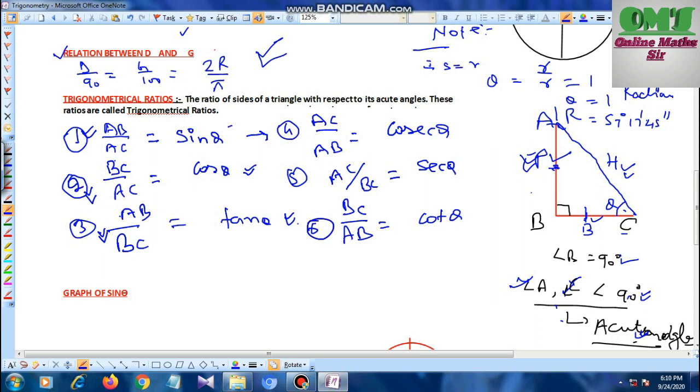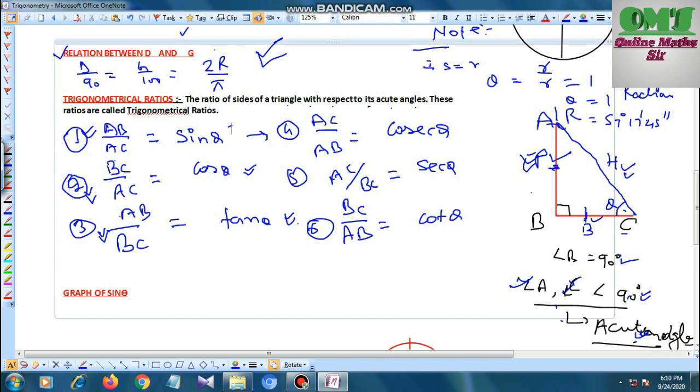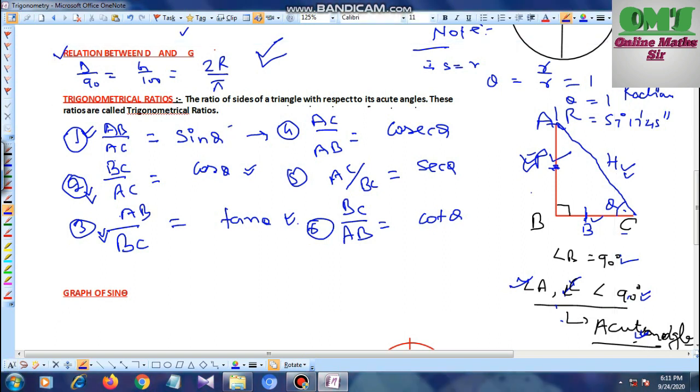Sin theta is reciprocal of cosec theta. It means sin theta and cosec theta are reciprocal to each other, and cos theta and sec theta are reciprocal to each other, and tan theta and cot theta are also reciprocal to each other. Because these are reciprocal to each other, the product of sin theta and cosec theta will become 1, the product of cos theta and sec theta will become 1, and tan theta cot theta equals 1.